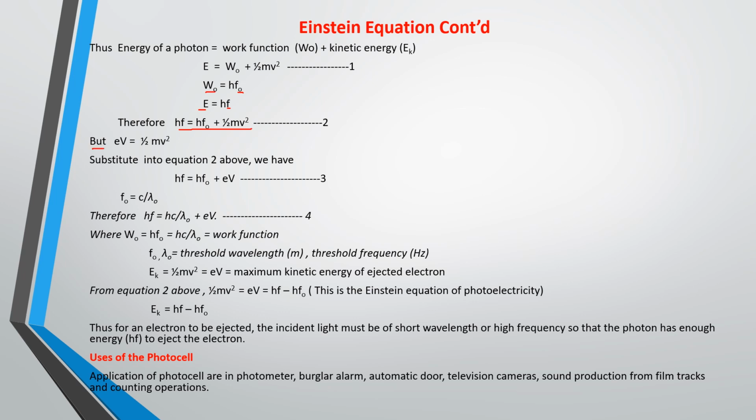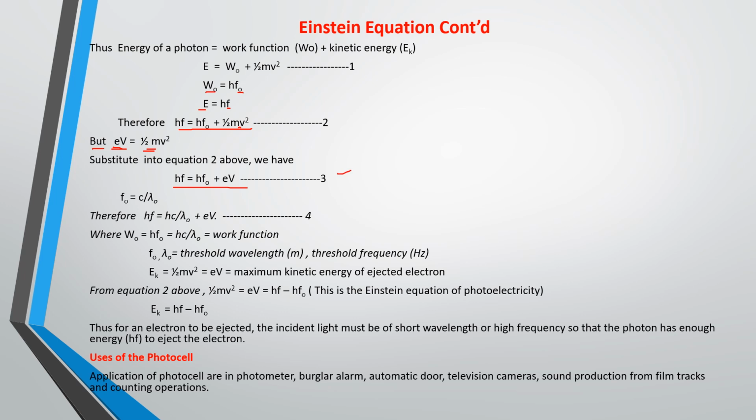Remember when we talked about electron volt, we said that the electron volt is equal to 1/2 mv², which is equal to kinetic energy. So we can actually also change this 1/2 mv² to eV to give us this equation 3.